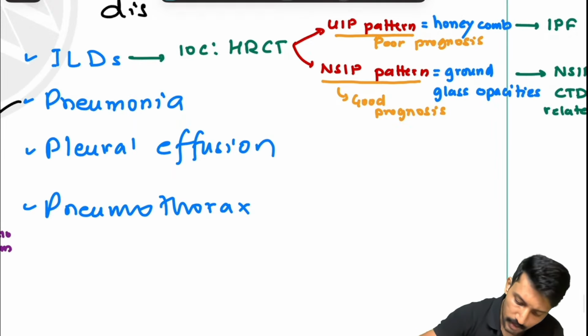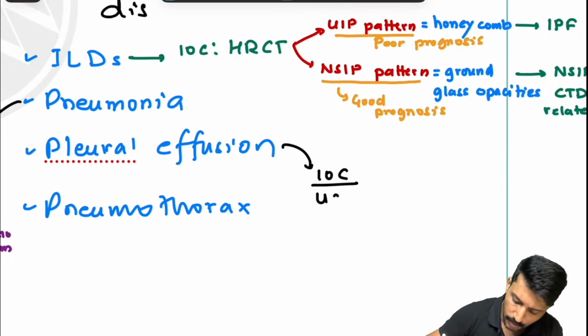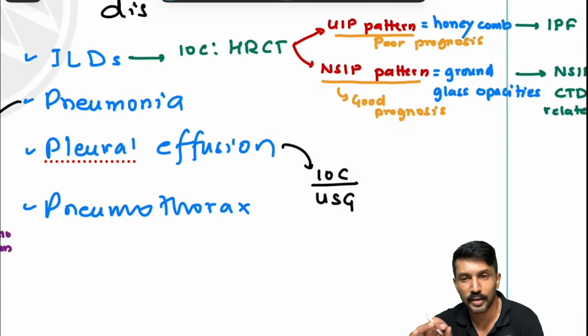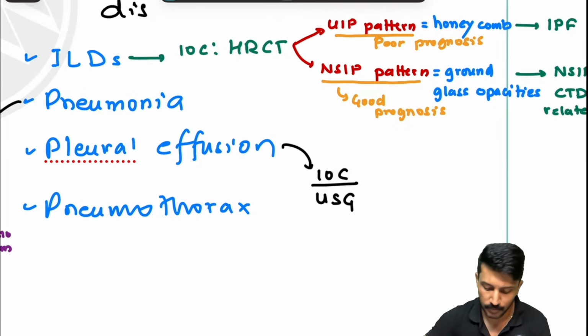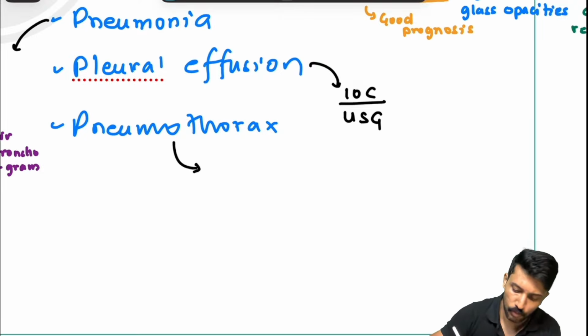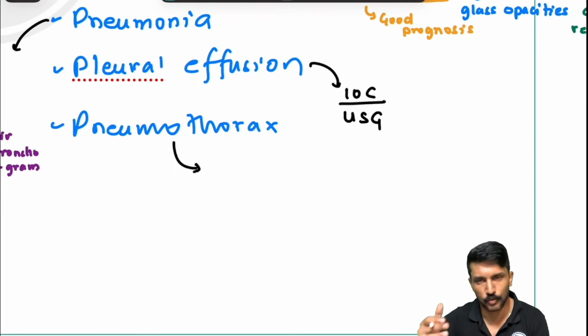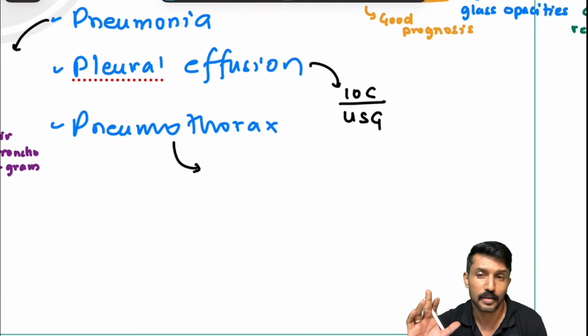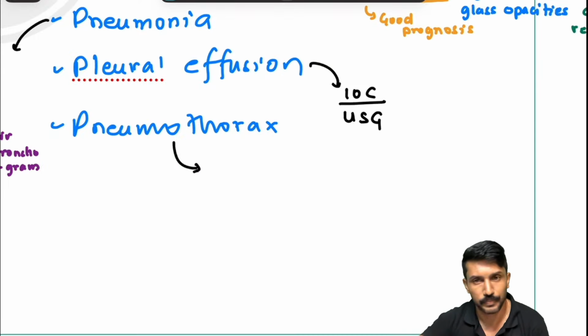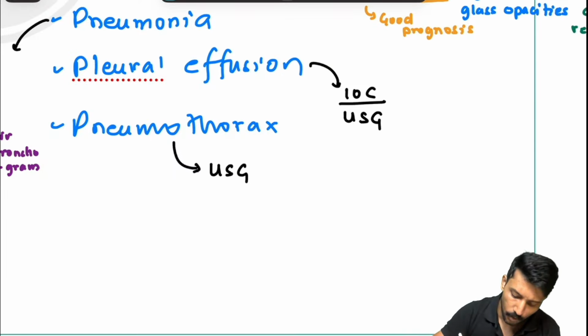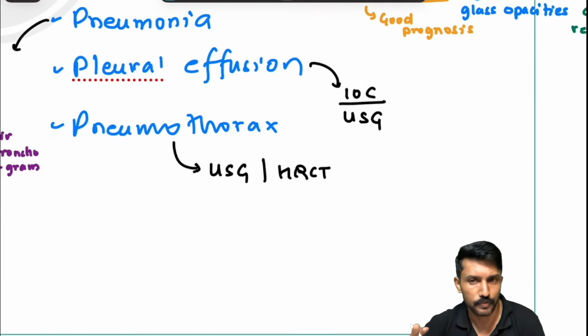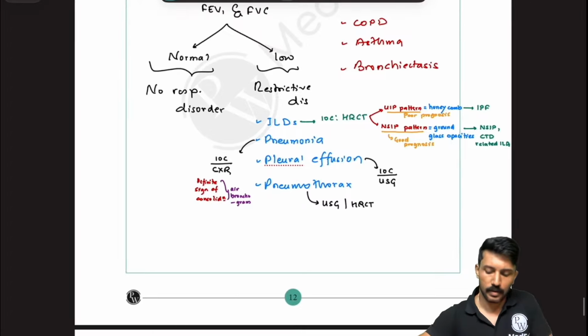And what is the investigation of choice for pleural effusion? It is going to be ultrasound. Ultrasound can detect fluid less than 50 ml. What is the investigation of choice for pneumothorax? I better leave it to the surgeon, but if I am the one who is actually handling a patient, ultrasound is a good enough investigation to detect pneumothorax. Or you can also do HRCT, which can detect even tiny amount of air. Okay.